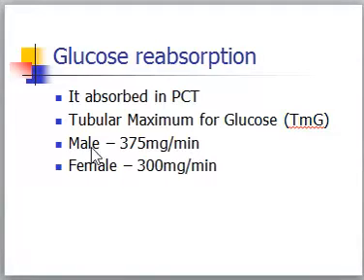Now we are going to see the tubular maximum for glucose. In adult males, the tubular maximum for glucose is 375 milligrams per minute, and in females it is 300 milligrams per minute. So glucose reabsorption takes place in the proximal convoluted tubule.